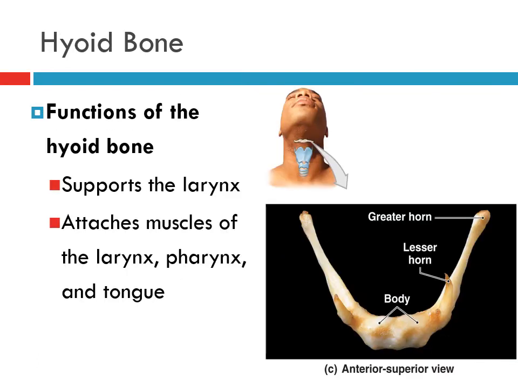The hyoid bone is a little bone in the front of your neck. It functions to support the larynx and attach the muscles of the larynx, the pharynx, and the tongue. It's got a body here, a tiny lesser horn, and a larger greater horn. That's all you have to know about the hyoid bone.